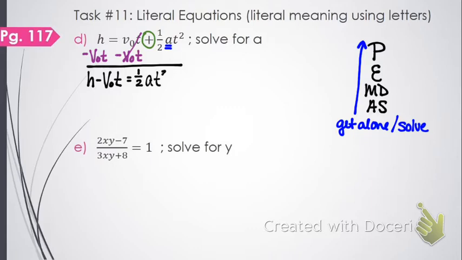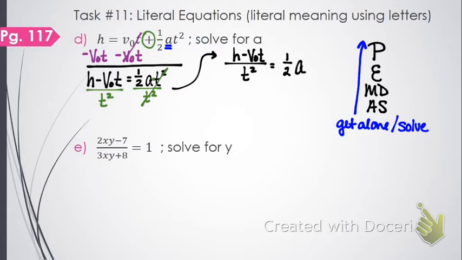Okay. Now we can divide both sides by t squared. So that would give me in my numerator h minus v naught t over t squared equals 1/2 a. Have I gotten a alone?